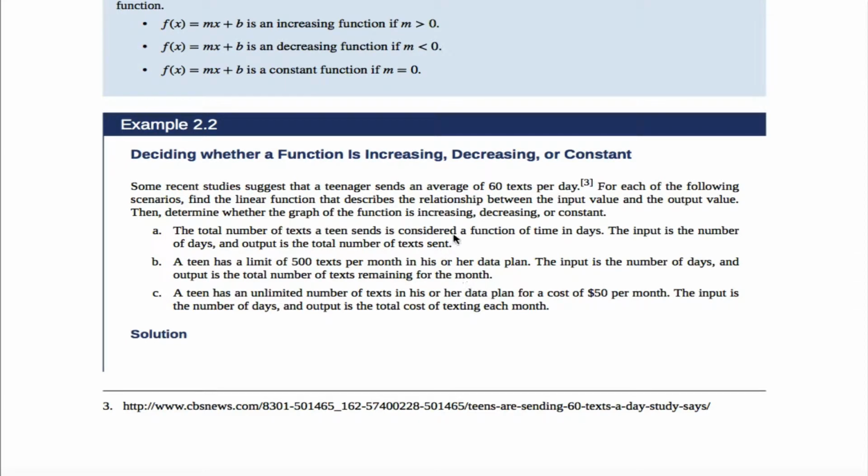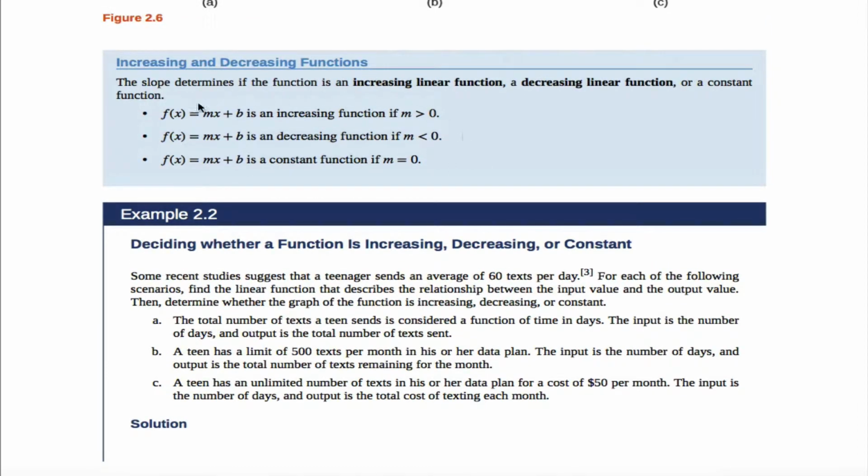All right, here's example 2.2 from OpenStax PreCalculus. Here we're coming up with an example that uses the terms increasing, decreasing, and constant. And you can define those a few ways. I mean, here's your book's definition right here.